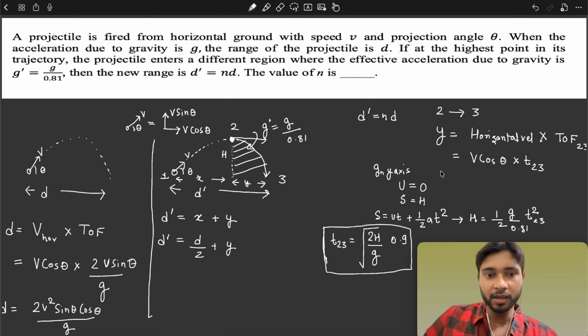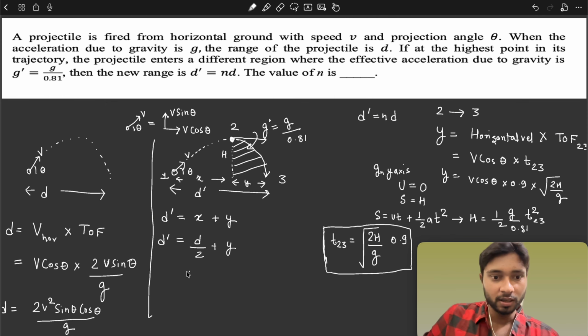Value of y will be v cos theta into 2t23, which is v cos theta into 0.9 into root 2h by g. I hope everyone is clear with this. Okay, so I am writing y as d by 2 plus root 2h by g into 0.9 v cos theta.